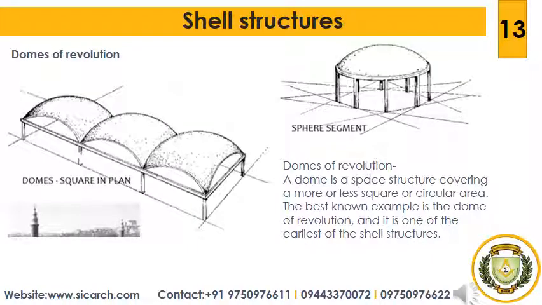The next type is domes of revolution. A dome is a space structure covering a more or less square or circular area. The best known example is the dome of revolution, and it is one of the earliest of the shell structures. Excellent examples are still in existence that were built in Roman times. They are formed by a surface generated by a curve of any form revolving around a vertical line. This surface has double curvature and the resulting structure is much stiffer and stronger than a single curved surface, such as a cylindrical shell.